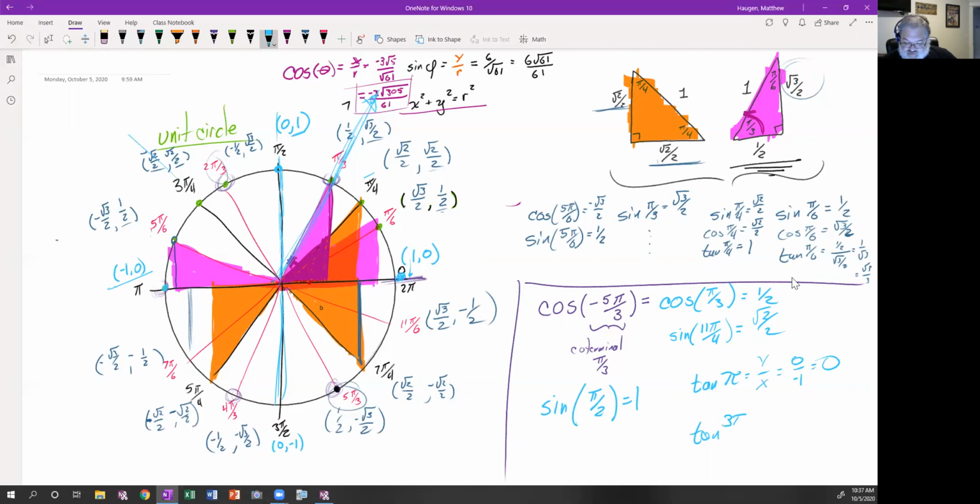Tangent at 3 pi over 2. Again, it's the y over the x. The y value there is -1. The x value there is 0. What does that mean about the tangent of 3 pi over 2? It means it's undefined.